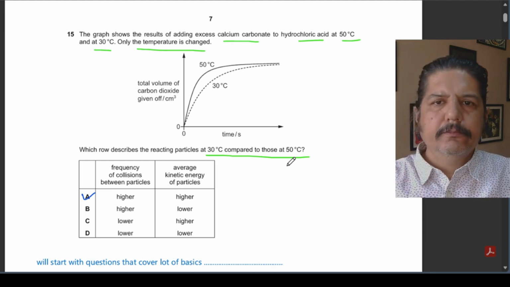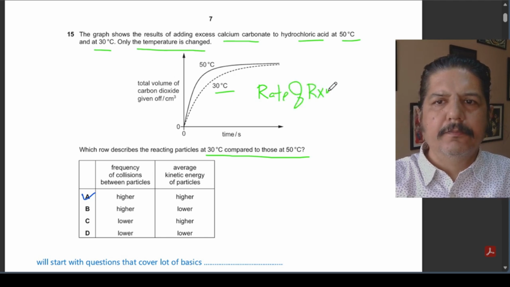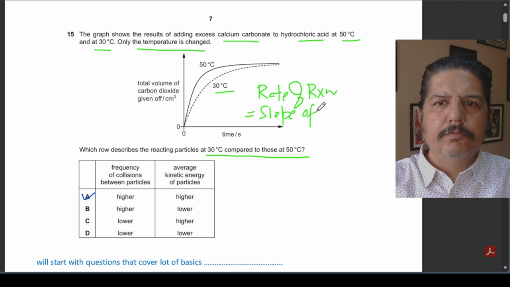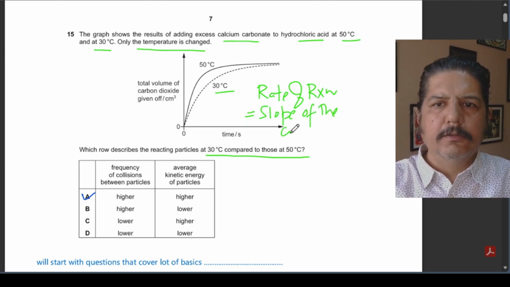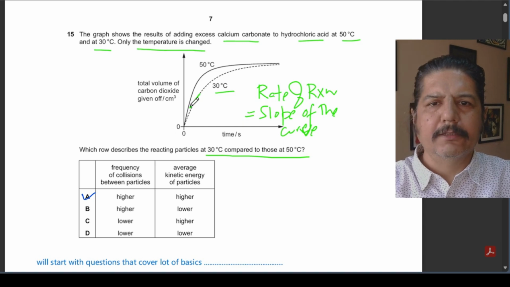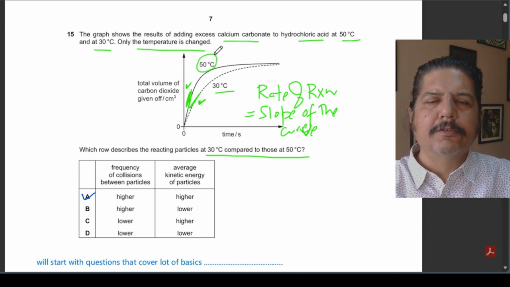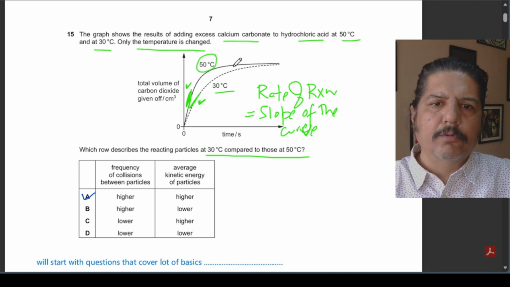Rate of reaction, what that implies is you understand that rate of reaction is given by the slope of the curve. So here, if I draw a slope, say at this point, the slope would look something like this. But here, the slope would be something like this. The slope is more here, the slope is less here. So the rate of reaction at 50 degrees Celsius is more. That is the first thing that I want to discuss.